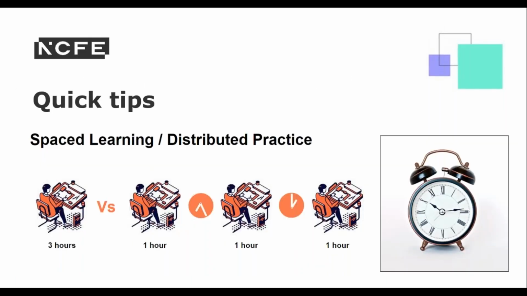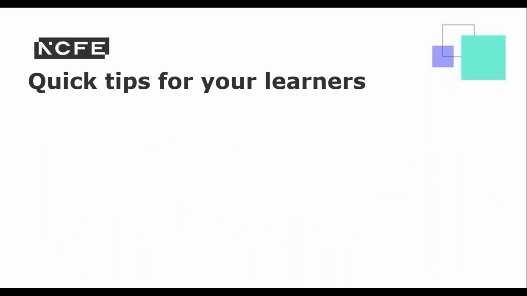Quick tips. Time spent doing revision. Space learning and distribute practice. Three separate hours with breaks over a time period is far more effective than revising for three hours non-stop. More quick tips for learners. Again, you could use this table with your learners or adapt to your own.